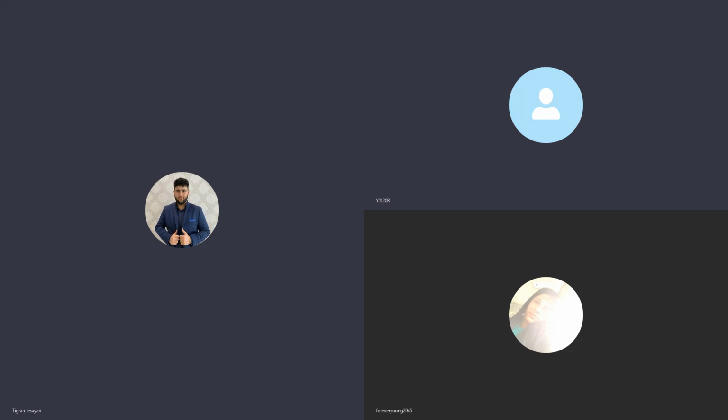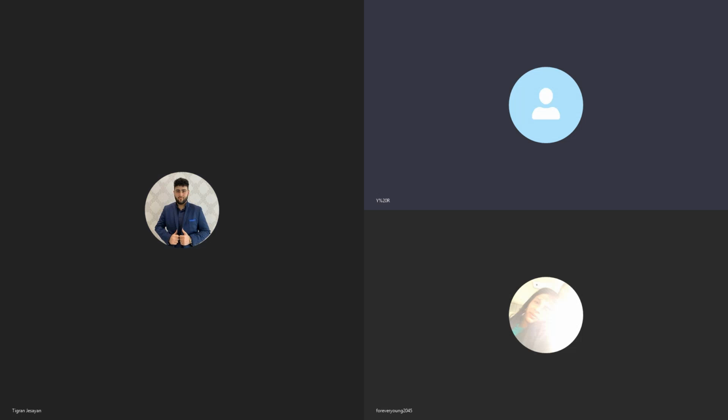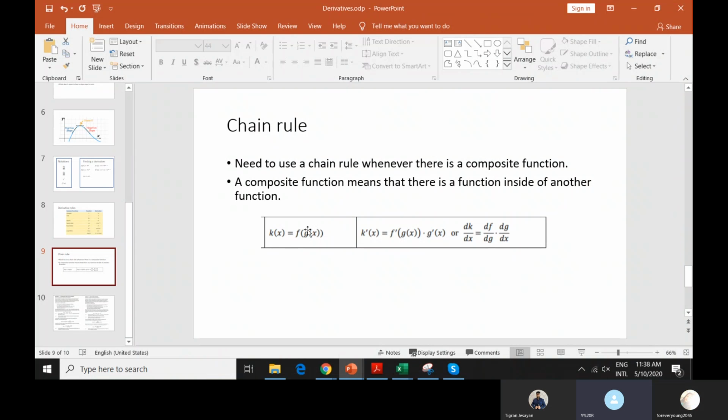Inside of another function, then this is the rule. So you have one equation, basically f(x), and inside f(x) there is also one g(x). For example, you have 2x. Let's see, how can I write this one? I will use from here.